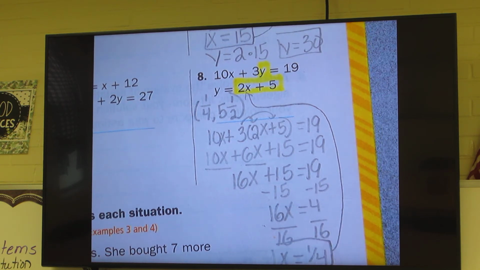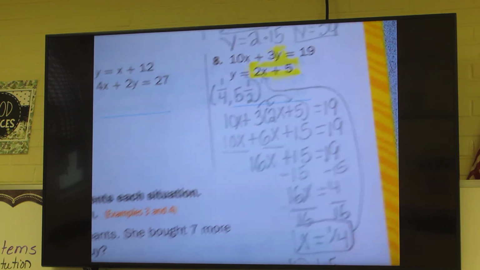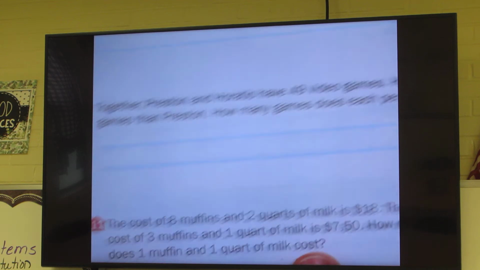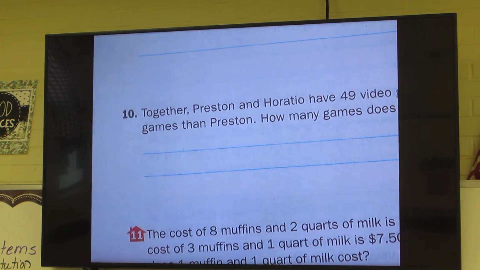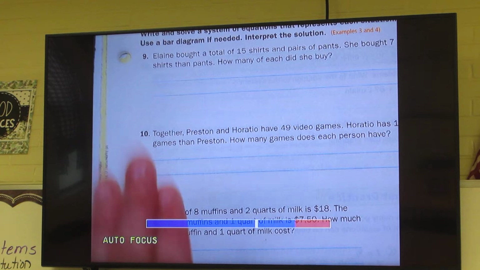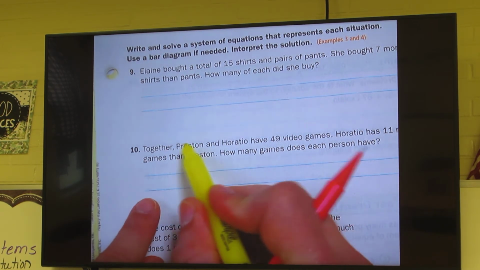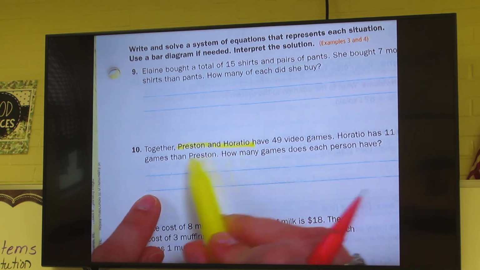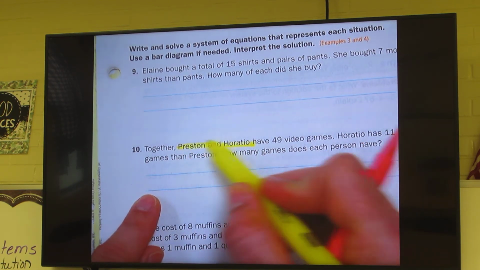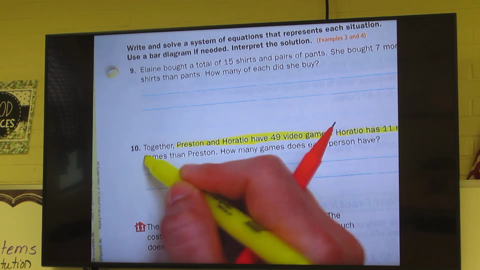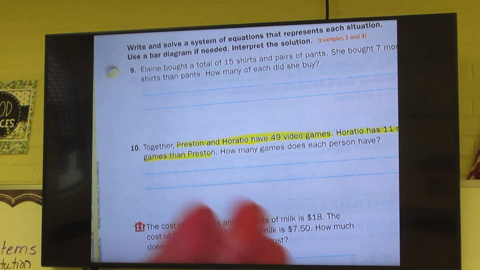Alright, let's look at when you actually have to write an equation, or you have to write your system. You have to come up with your equations and then tell what your solutions mean. So I told my students today, in these type equations, you will have 2 different things you're talking about, people, items, whatever it may be. So in this one, together, Preston and Horatio, so those are the 2 variables in this, have 49 total games. So I told them your first equation will always be your total amount of your items. Your second equation or sentence will compare the 2. So that's exactly what happens here.